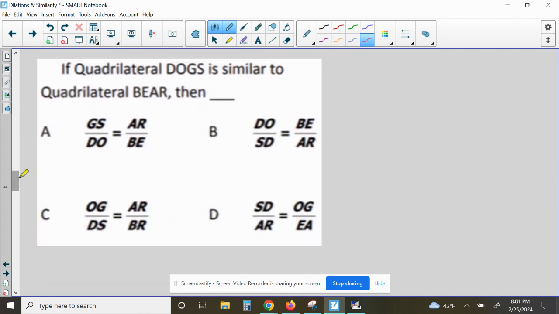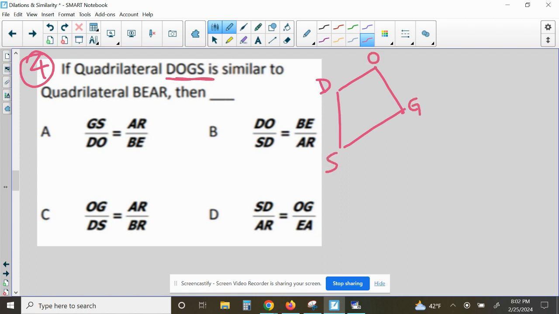Okay, if quadrilateral DOGS is similar to quadrilateral BEAR. Okay, so quadrilateral means 4 sides. Okay, so I'm going to draw something with 4 sides. It's going to look like that. Okay, so that is D, O, G, S. Remember, you got to go in order going around it. You could start wherever you want, but you got to go in order, either clockwise or counterclockwise. You can't go all zigzaggy.